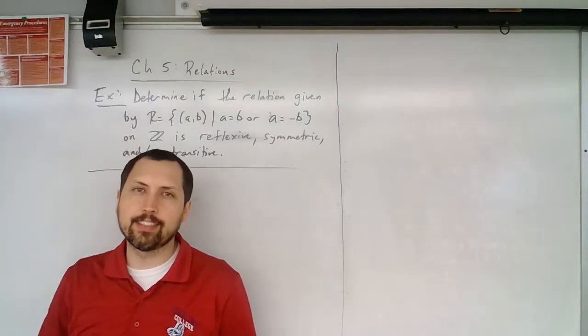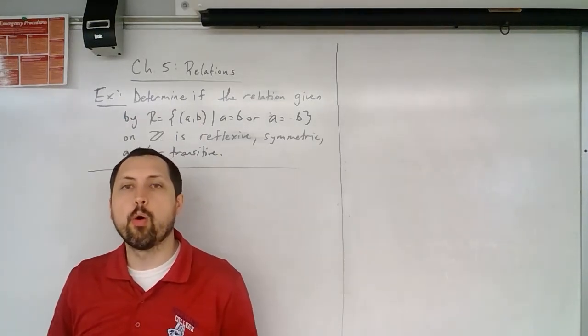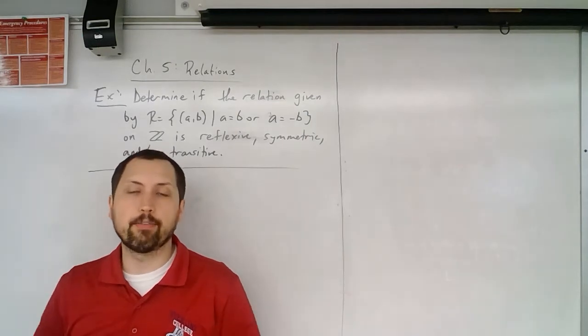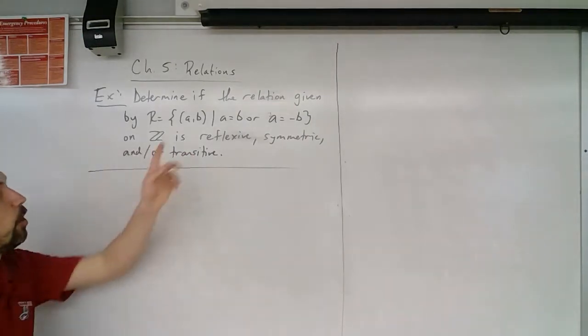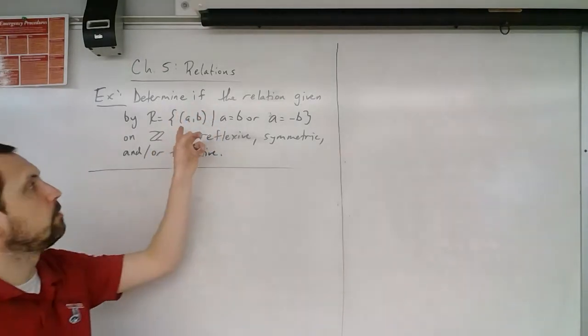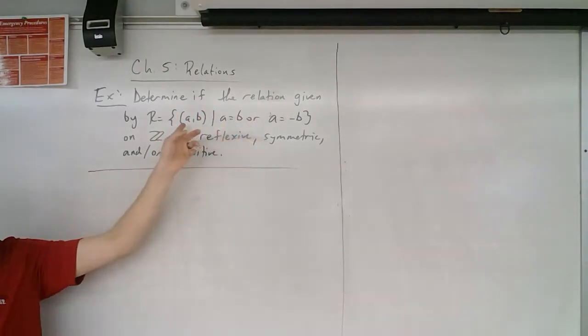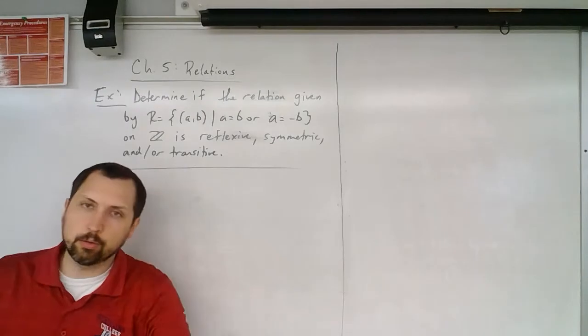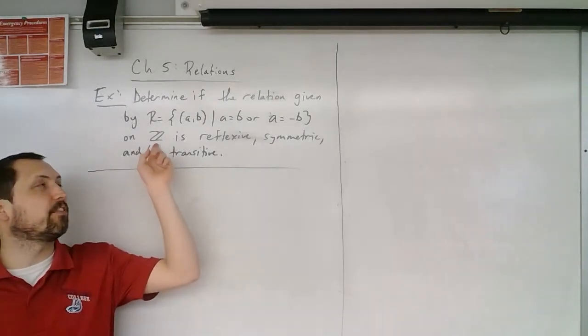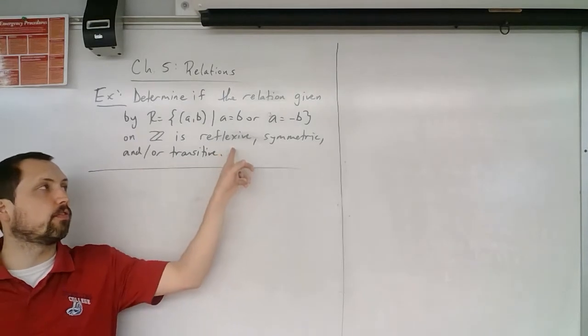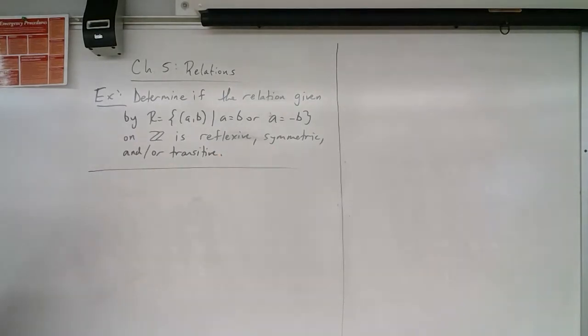Let's take a look at another example of trying to prove or disprove a relation being reflexive, symmetric, and transitive. So we have this relation. It's going to be given by either the first number is equal to the second or it's equal to its negation. And this is going to be defined on the set of all integers. We'd like to figure out if this is reflexive, symmetric, and or transitive.